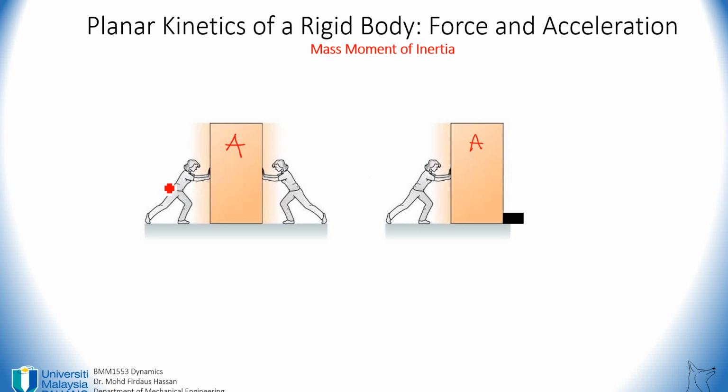Assume that this guy pushes block A to the right with a force, for example 100 Newton, and this guy also pushes block A to the left with 100 Newton. So we can say that this block is in an equilibrium position, which means it doesn't move to the left or to the right.